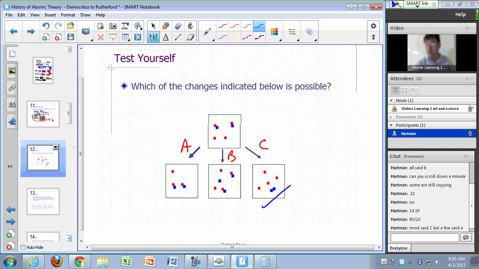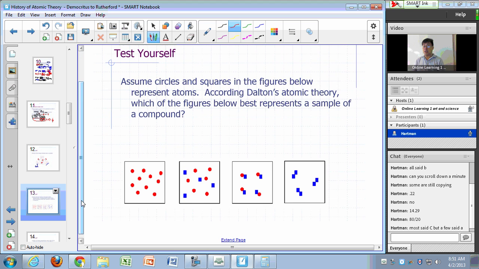Okay, what's wrong with A? You lost an atom, right? What's wrong with B? You made an extra atom. Okay, and C, the only thing that happened in C was the atoms rearranged. And so that's what we talked about earlier this semester. That's what we said, that was a chemical change, right?